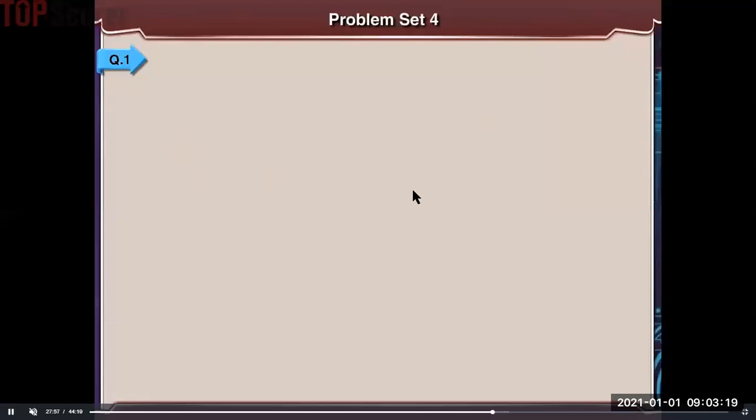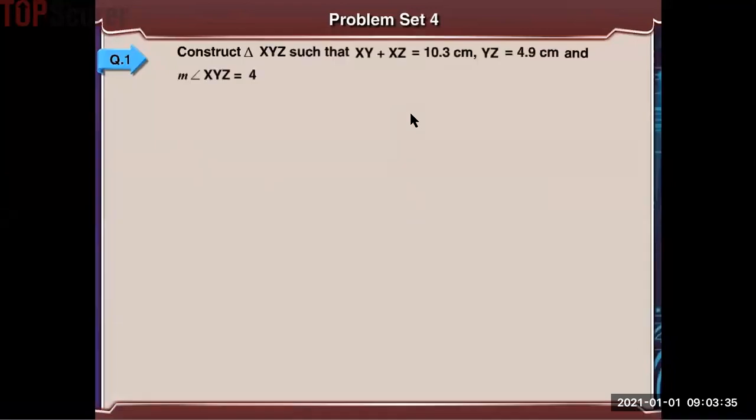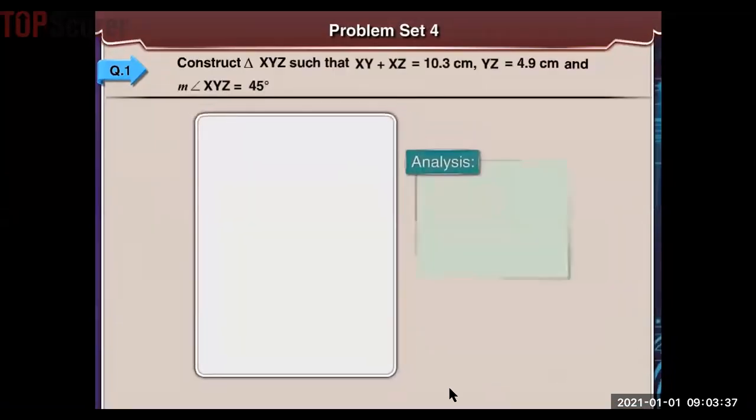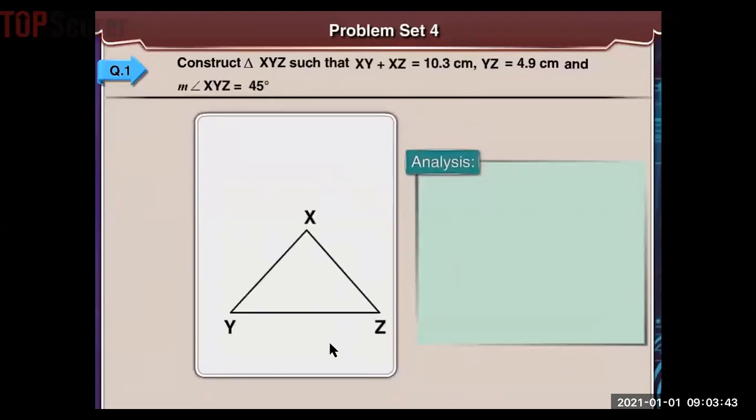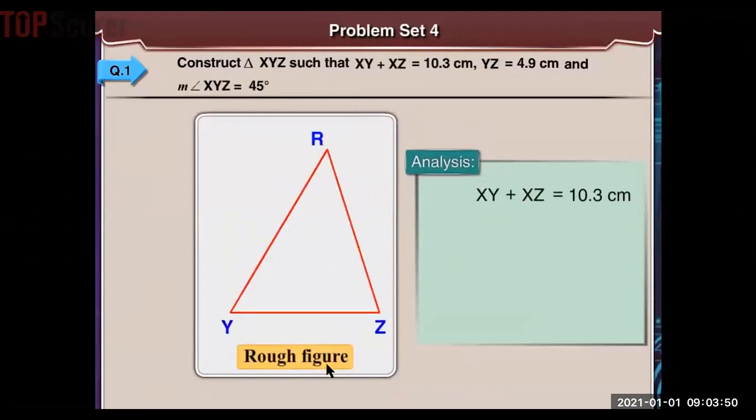This is problem set 4 and question number 1. Okay. So we have to construct triangle XYZ such that the sum of two sides is 10.3. One side is 4.9 centimeters and angle XYZ is 45 degrees. Okay, so that is the rough figure they have drawn first. All right. So the sum of these two sides is 10.3. Mention that this is a rough figure, and YZ is given to be 4.9 centimeters.